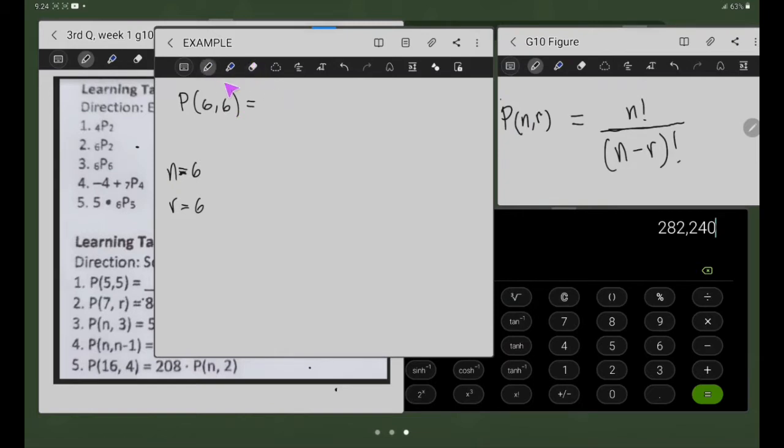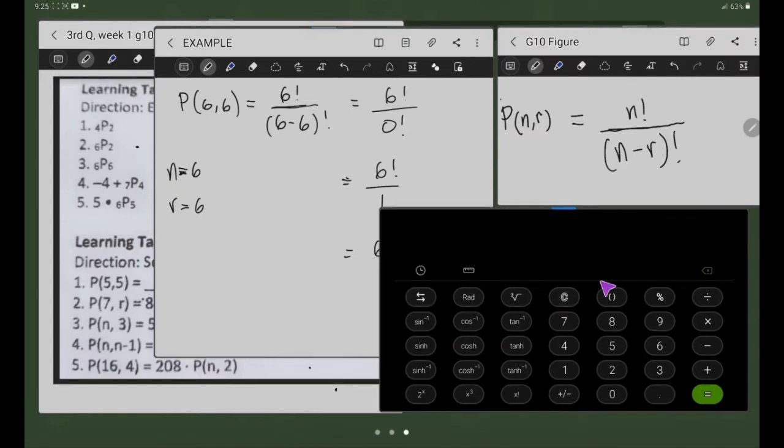So, this is equal to 6 factorial over 6 minus 6 factorial. So, this is equal to 6 factorial over 0 factorial. Yung 0 factorial natin is equal to 1. So, this is equal to 6 factorial over 1, which is equal to 6 factorial.